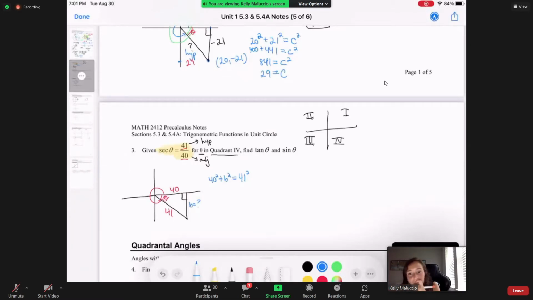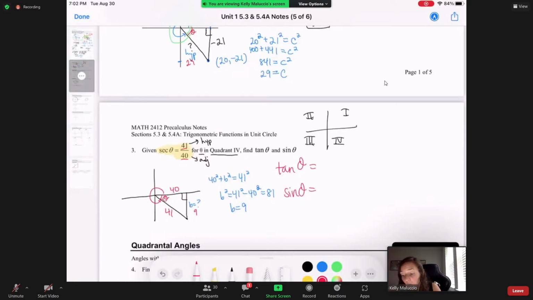Oh no, it was 20 and 21 before. Okay, so b squared is going to be 41 squared minus 40 squared. I'm not going to write out the whole number because I'm being lazy, but this is nice. This is just 81. And so b is 9. Okay, yay, so b is 9. And now we just want to find tangent theta and sine theta, and so we can just use SOHCAHTOA here.